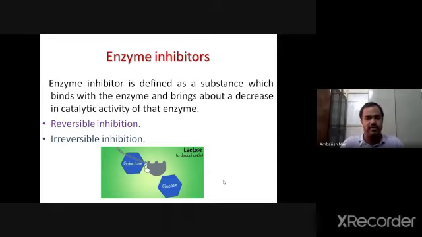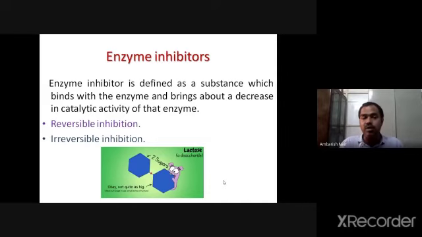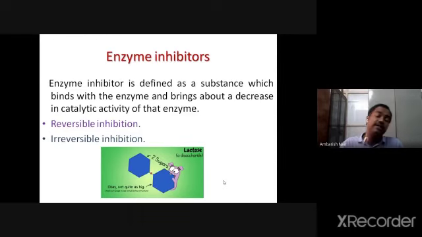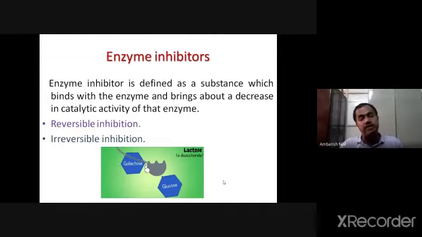It reduces. The enzyme cannot perform in a normal way or at a normal speed when inhibitors are there. So this inhibitor binds the enzyme. It may bind in the region called the active site, or else it may bind somewhere else also. Both the possibilities are there. It can bind the active site or some other sites on the enzyme.